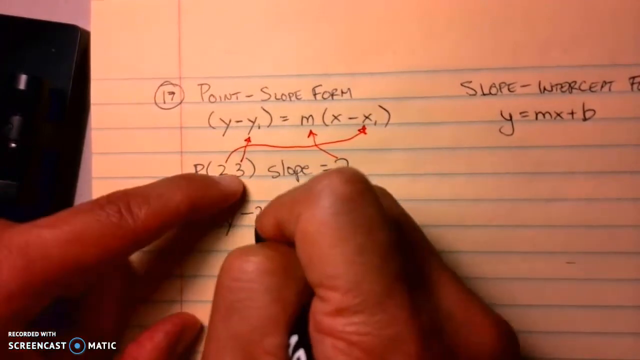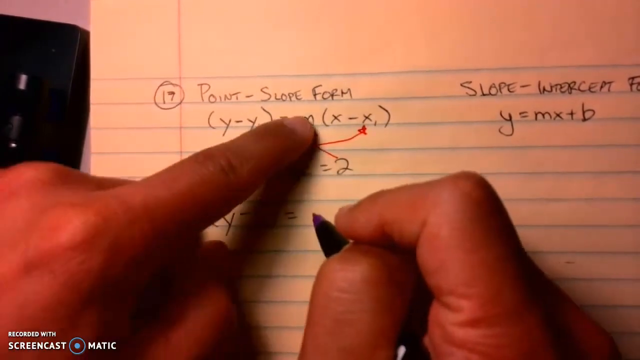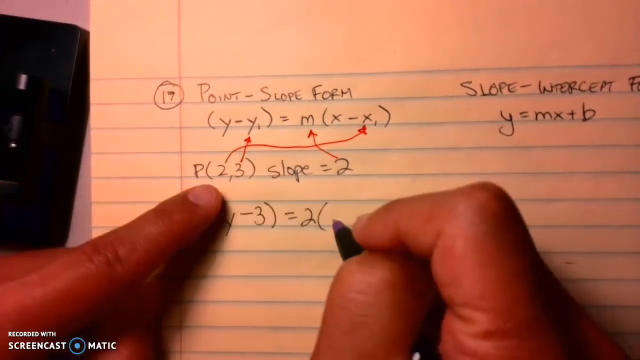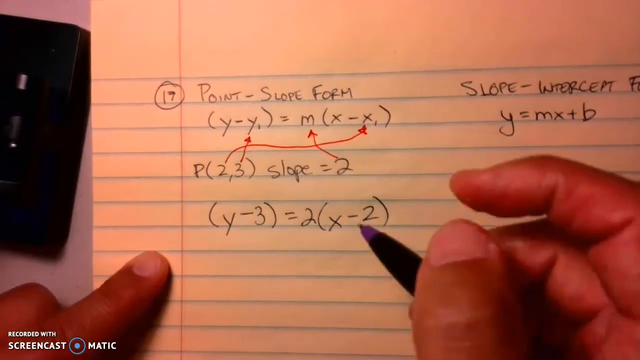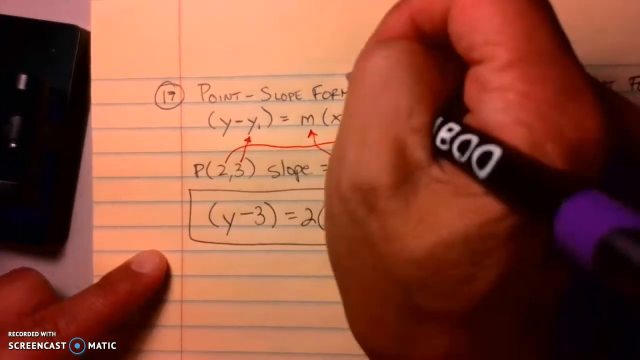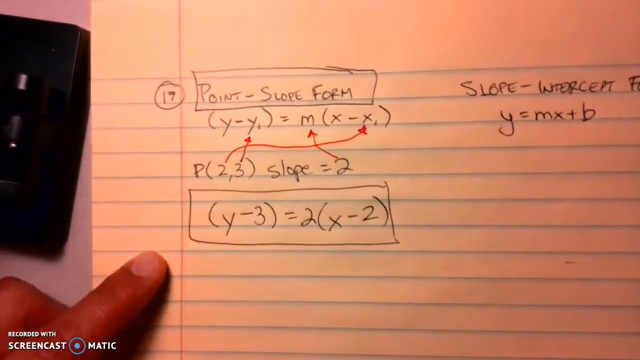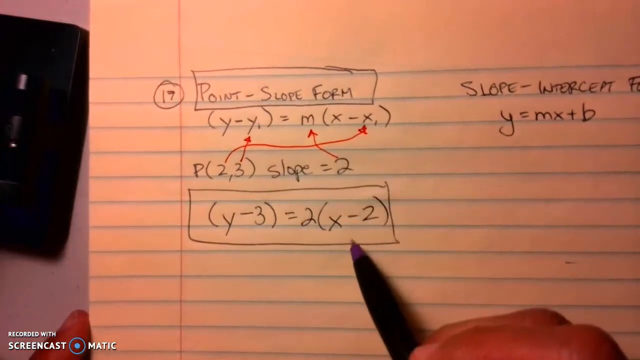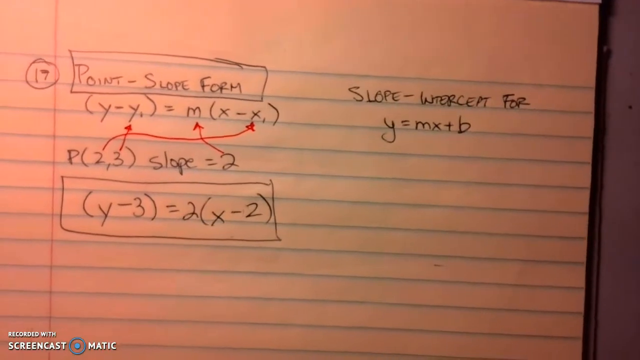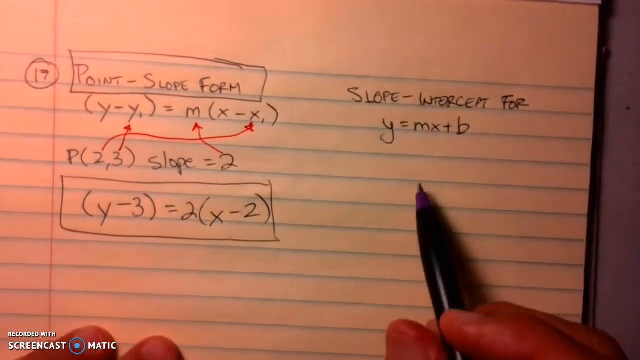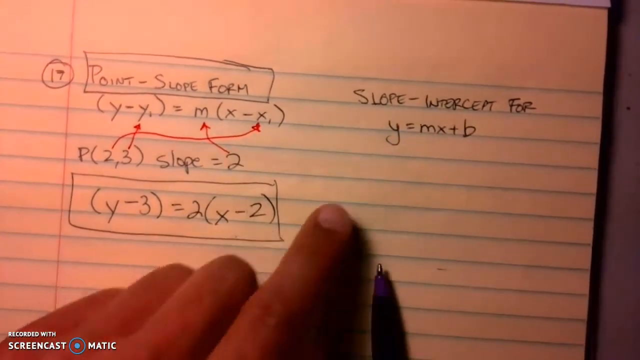If I do this in point-slope form, here's what it would look like. Y minus the y value, which is 3, is equal to the slope, which is 2 in this case, times parentheses x minus the x value. This is the answer if you want it in what is called point slope form. But a lot of times they're going to ask you to go beyond this and do it in the traditional y is equal to mx plus b form, which is the slope intercept form. And that's what I'm going to do also.